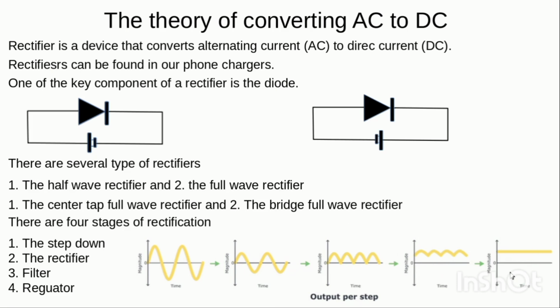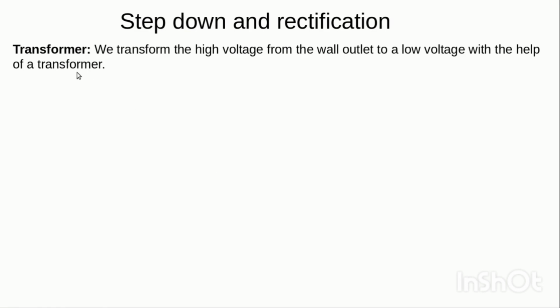So our aim in this video is to see how we can convert this source of alternating current to the direct current needed by our phones, laptops, and other devices, right? So we have the step down and the rectification explained under this slide. Initially, we have our transformer, which is a device that converts high voltage from the wall outlet to a low voltage.